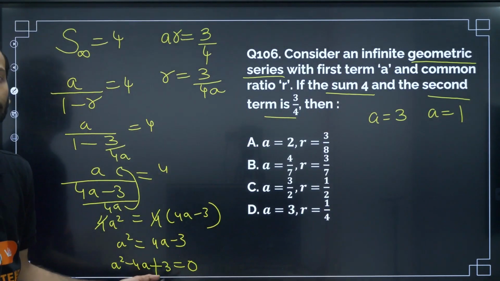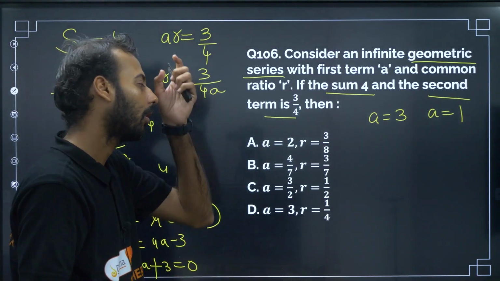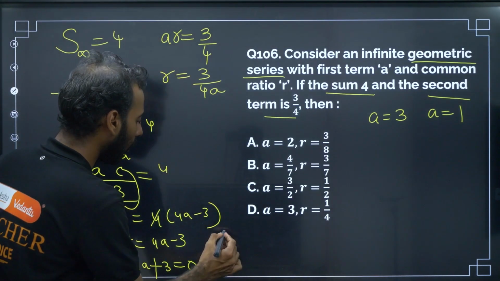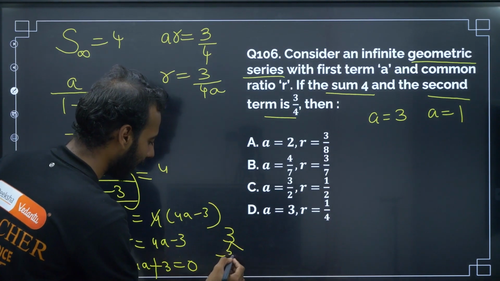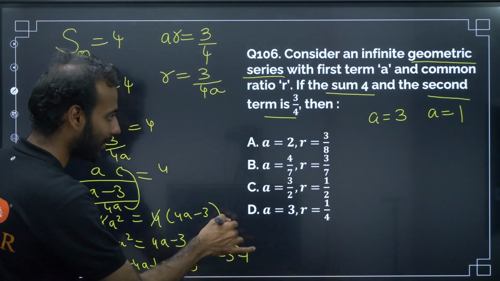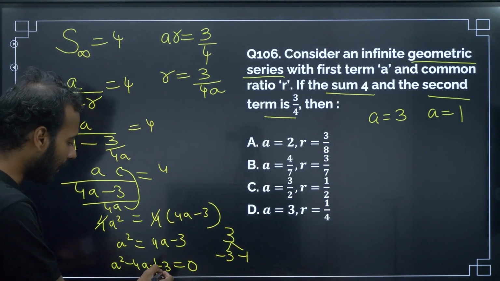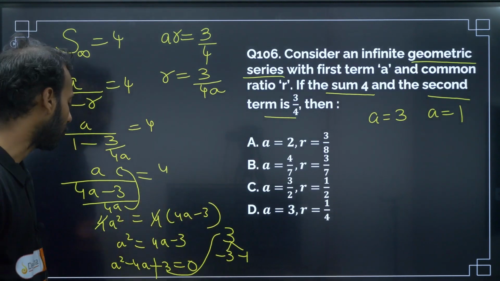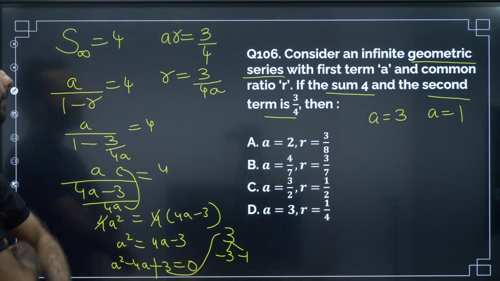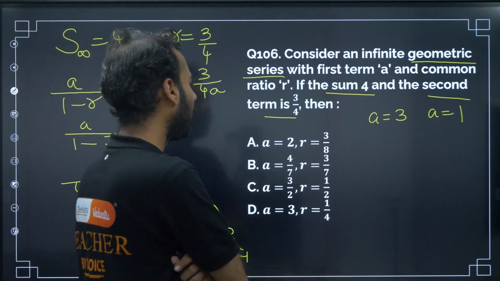This is a quadratic equation. How to simplify a quadratic equation? Already in 10th standard you have studied. Or else write this 3 as negative 3, negative 1 and change the sign. That will be the solution. So this 3, that will be the solution. Now A is equal to 3, A is equal to 1. Okay, fine. This is fine.